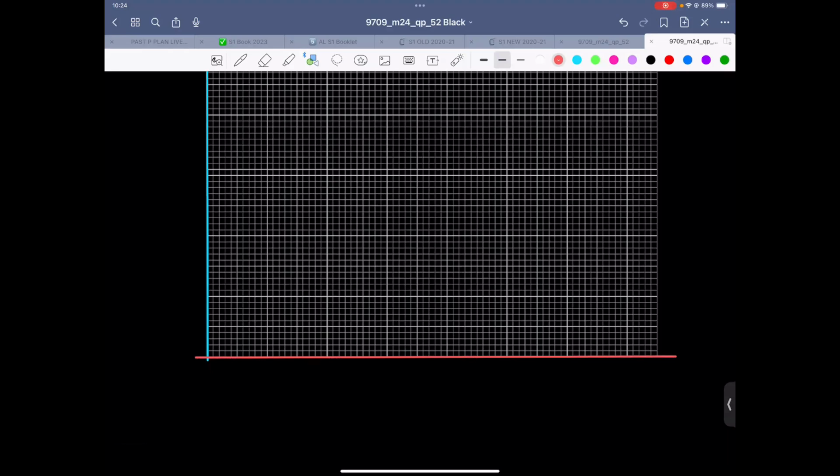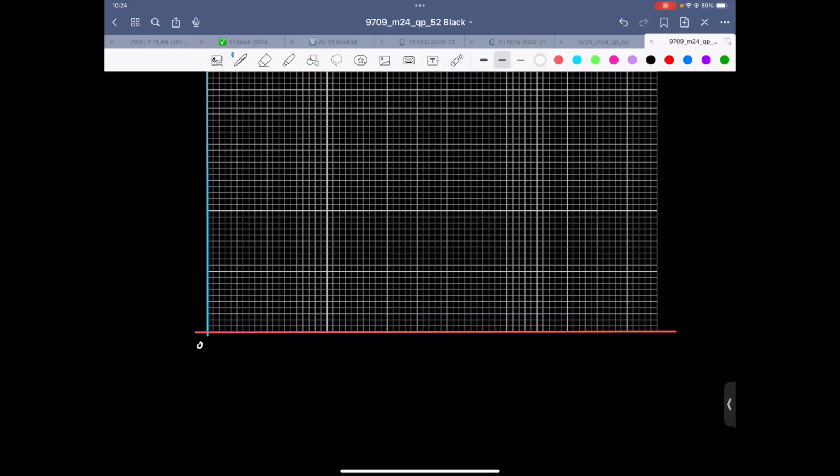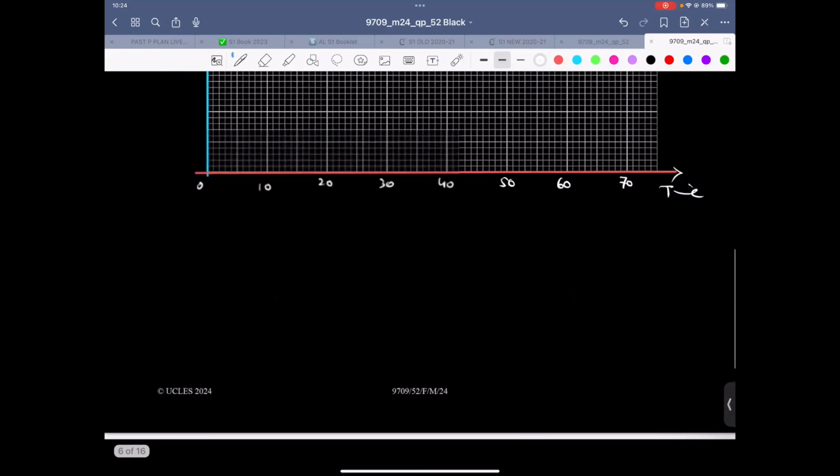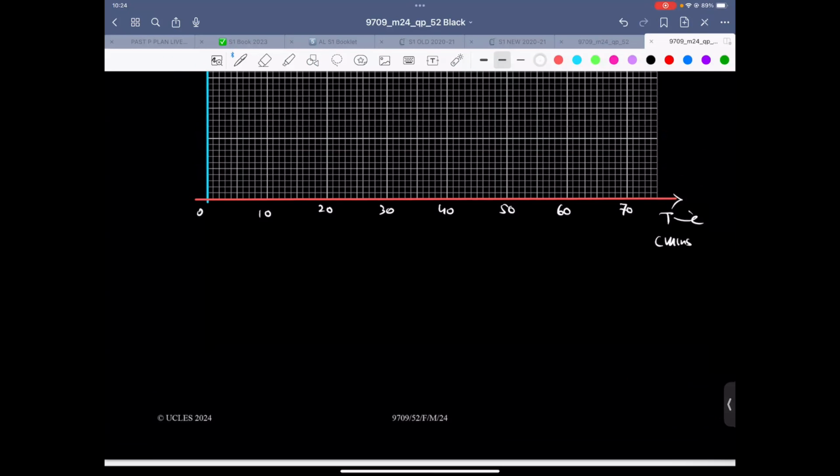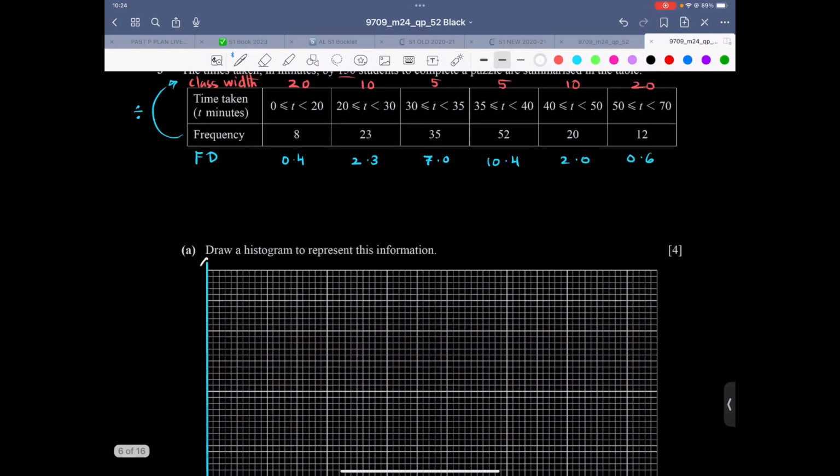Now let me think about it. If this is 10, 20, 30, 40, 50, 60, 70, this is perfect. So now let me label it. Therefore, this is 0, this is 10, 20, 30, 40, 50, 60, 70, and this is the time. The time is in minutes. And the vertical axis is for frequency density.